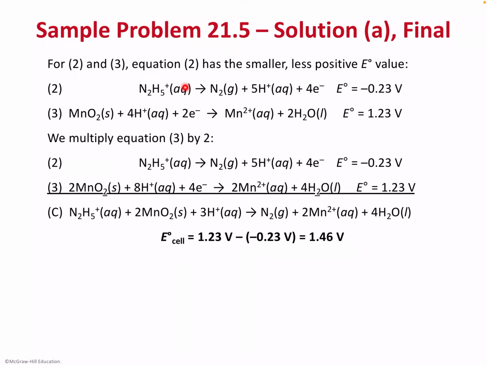right? 2 has a smaller, less positive E naught value. So this is going to be your oxidation. You reverse this reaction, and then you're going to keep this as it is. 4 electrons, 2 electrons, multiply this by 2. So the number of electrons are the same, and this is the overall reaction. And this is where the oxidation takes place, anode, and this is your cathode. E naught cathode 1.23 minus 0.23, 1.46 volts. That's how you would determine a spontaneous reaction by looking at the E naught values of individual half reactions.